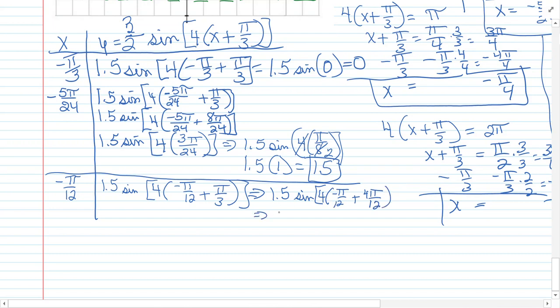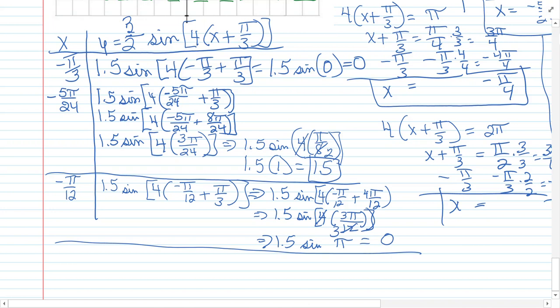So that's going to give me 1.5 sine 4 times, and this guy right here is going to be 3 pi 12ths, which I'll cancel with the 4, and I'm going to get a 3 there. So I end up with 1.5 sine of 3 cancels 3, so it's going to be pi, which gives me back 0. All right.